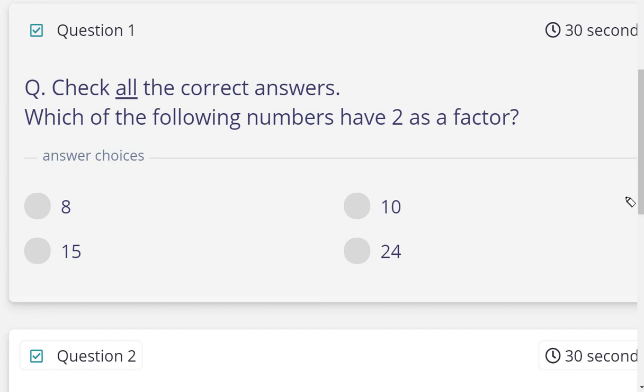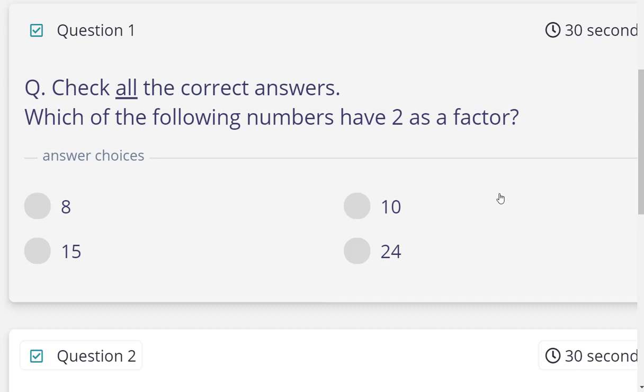Okay, let's start solving the first question. Ali Dohi. Ahmed Fahad. Malik Salman. Check all the correct answers which of the following numbers have 2 as a factor. There is more than one answer, okay? 8, yes. 10 and 24. Excellent. 8, 10 and 24. Thank you, my hero.